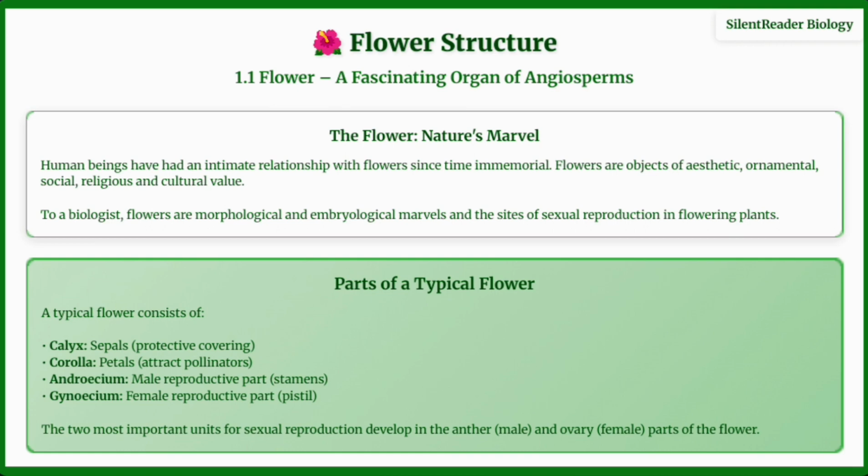The two most important units for sexual reproduction develop in specific parts. The male gametes develop in the anthers of stamens, while the female gametes develop in the ovules within the ovary of the pistil. This specialized structure makes flowers incredibly efficient reproductive organs.